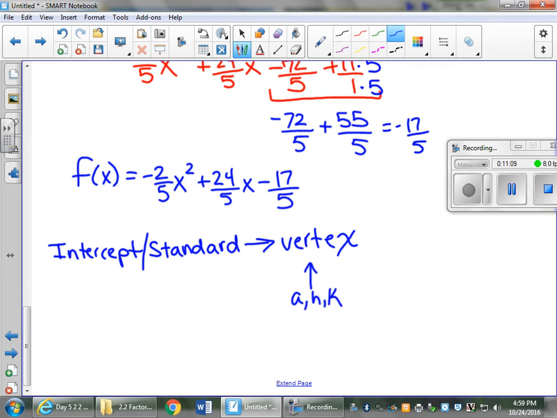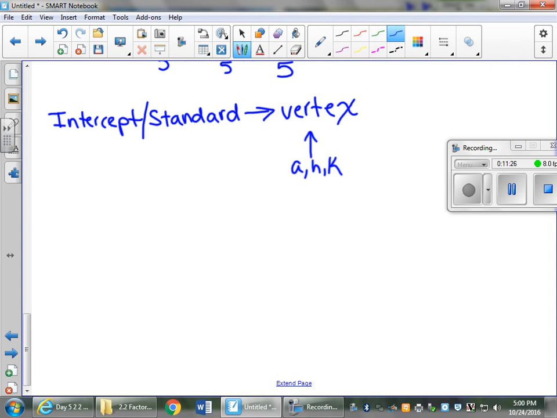k values. Now the h and the k stand for vertex. We can find the vertex in these other forms and use them for h and k, because x of the vertex and y of the vertex is still a vertex. That's what we're going to do. We're going to look at our intercept in standard form, get the vertex, and use it for h and k. And the a value should not change at all.